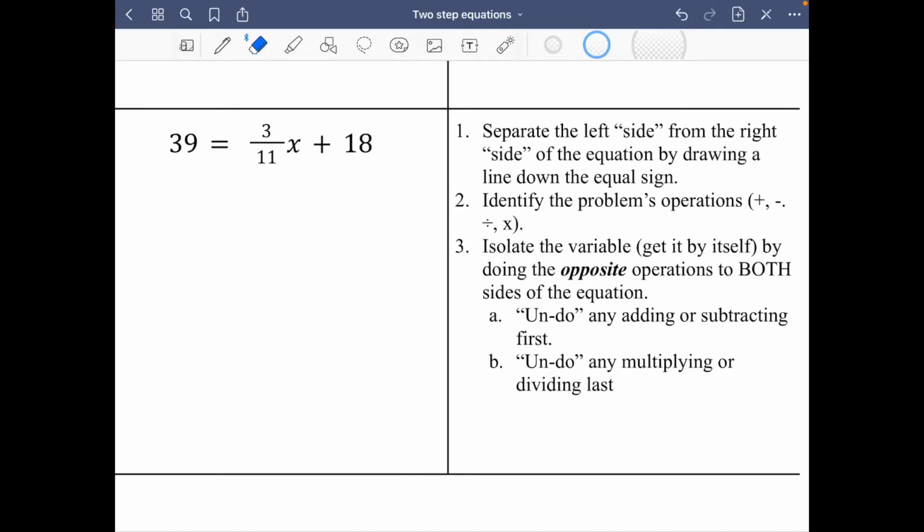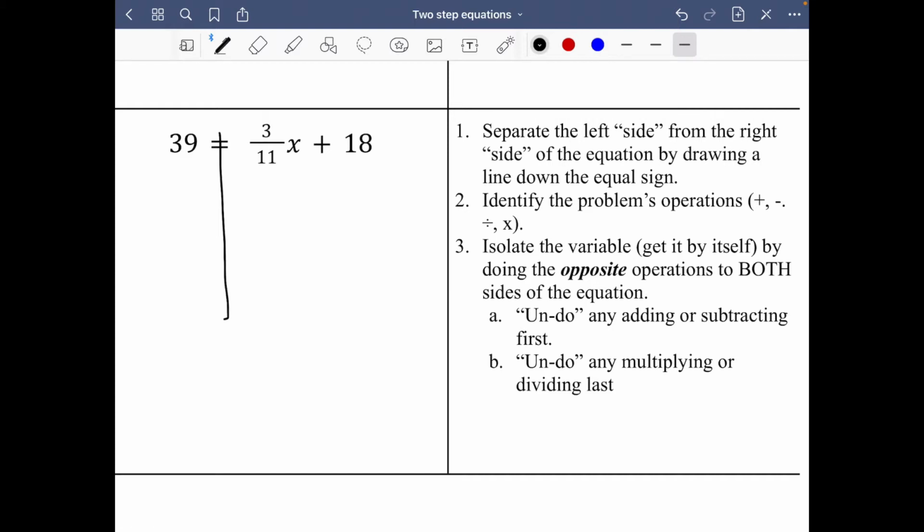All right, so let's take a look at another two-step equation. For this two-step equation, we got 39 is equal to 3 over 11x plus 18. If we go through our steps, step 1 says we got to separate the left and the right side by drawing a line down our equal sign. So let's go ahead and do that.